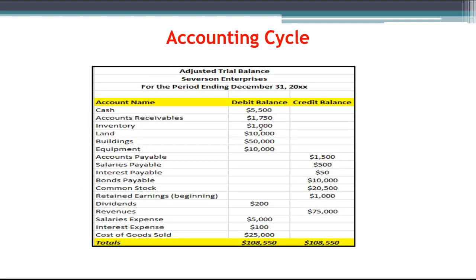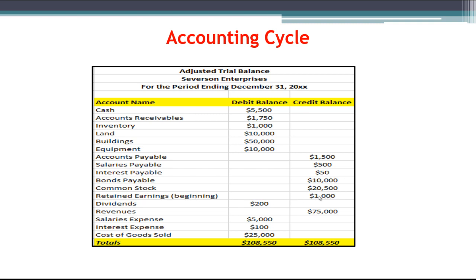So let's take a look at an example of this. Let's just assume this is the adjusted trial balance now. And we have all of these assets all the way up to equipment. Those would go on the balance sheet. We just carry them over to the balance sheet. We have all of these liabilities all the way from accounts payable to bonds payable. Those would also go on the balance sheet as they are. We'd have common stock, which is $20,500. We have our retained earnings balance, which is $1,000.